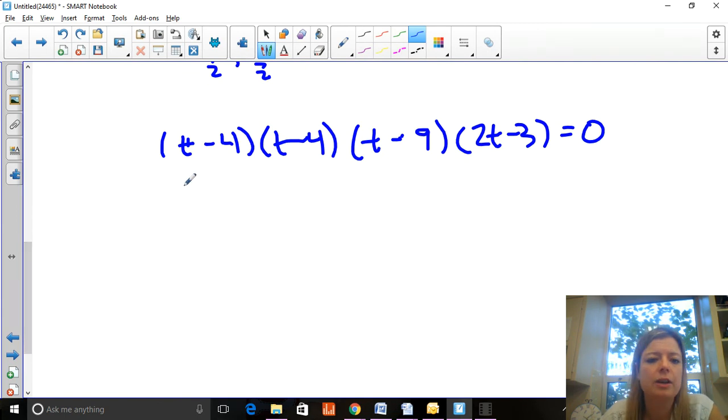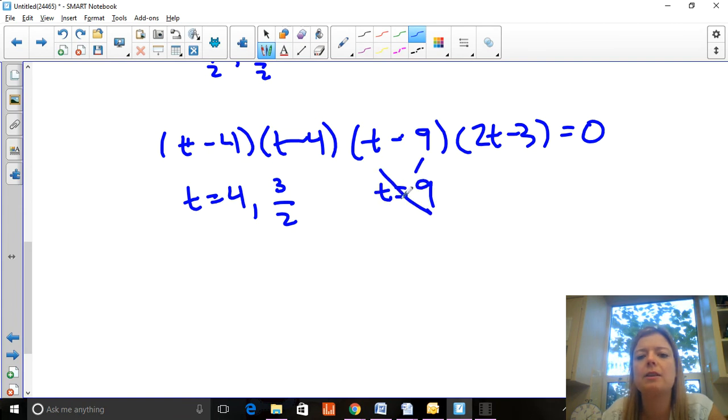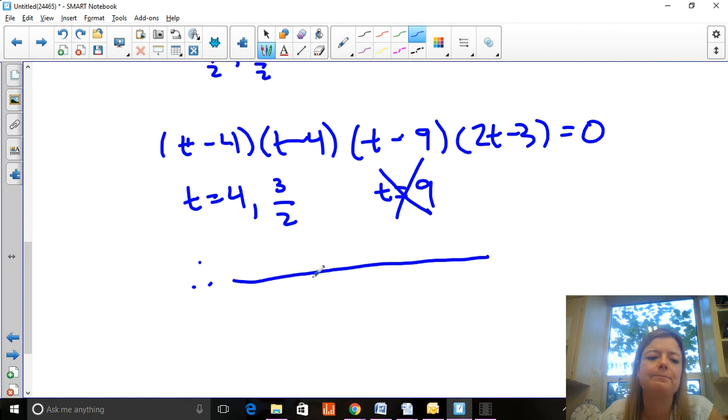It's really important. So therefore, the solution t equals 4 is admissible, and the solution 3 over 2 is admissible. T equals 9 is not admissible because it's not within the 8-second time period. So now you'd write a nice little sentence.